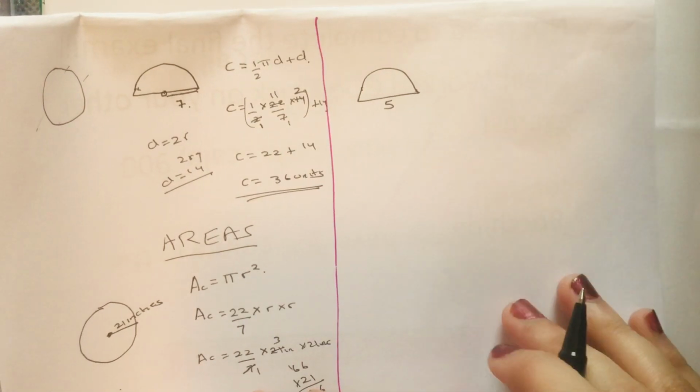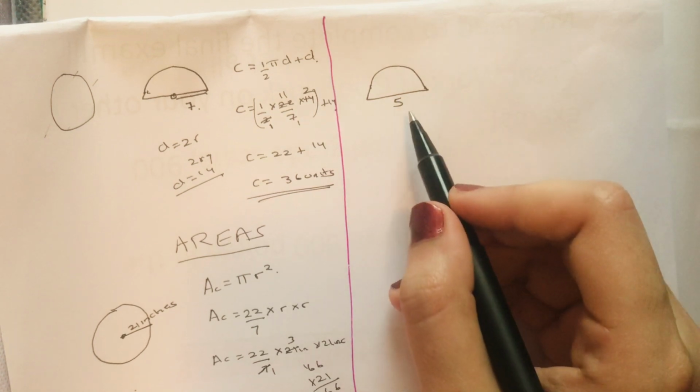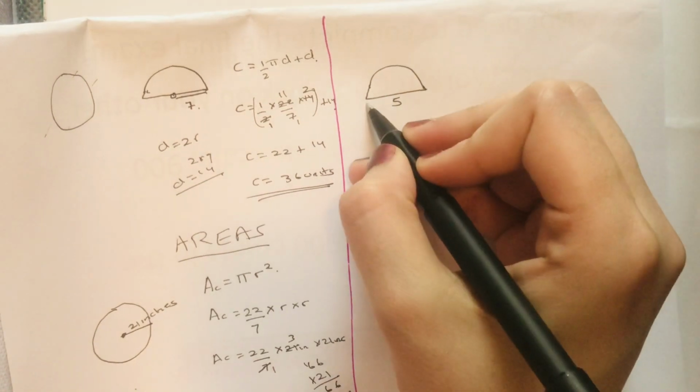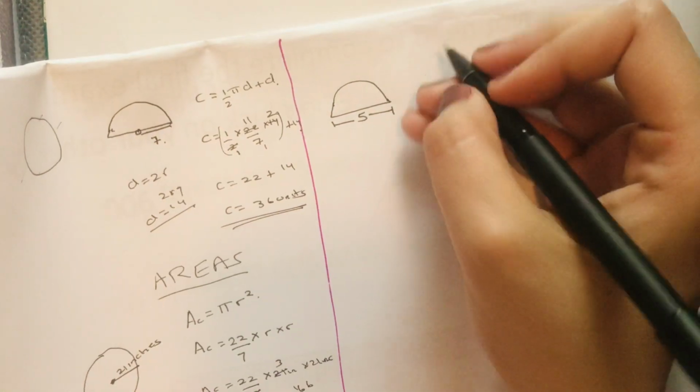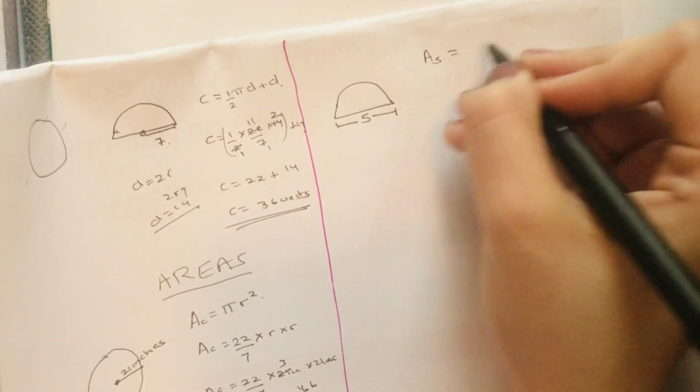With this question right here, now we have a semicircle with a diameter of 5. Okay, it's a diameter. And you're being told to find the area of the semicircle. How will you do that?